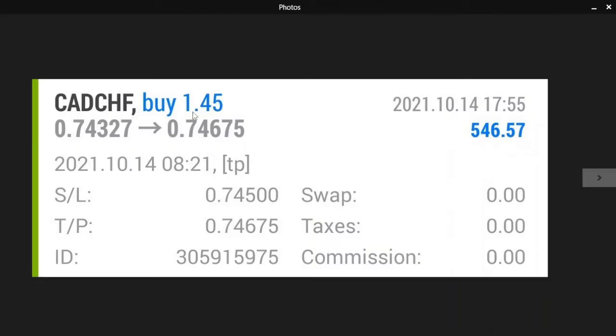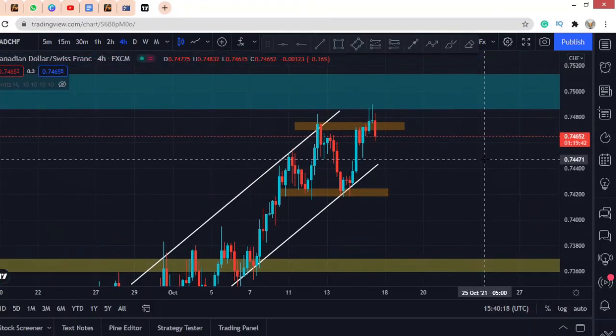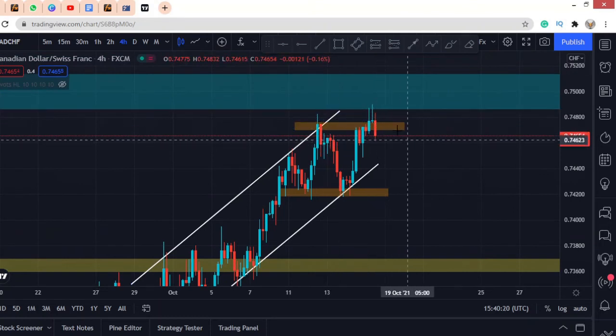And as you can see, I said buy at 74 697. So I held it, and it was actually a 1:2. And like I said, in this account I'm risking 250, 200, 250. That is my risk, and then targeting either 2 times or 3 times, and you can see it closed on take profit at 546.57.